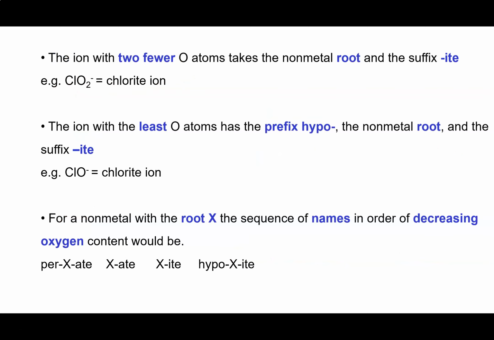So now we're at the one that has the third highest number of oxygen atoms in the list, and in our example that would be ClO2-, and then that becomes the stem with the ending ite and the word ion.